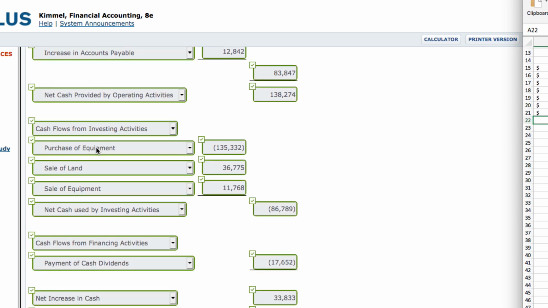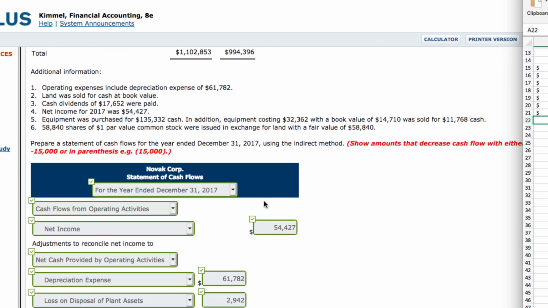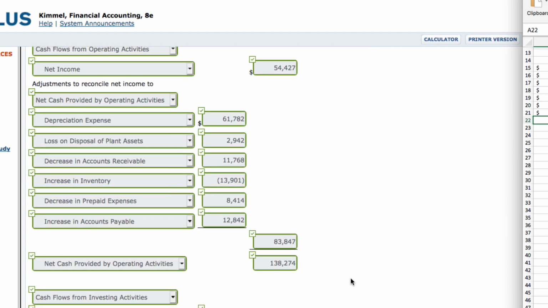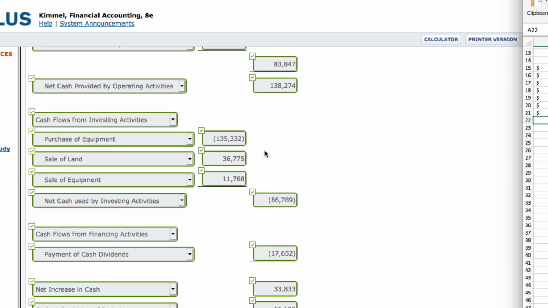So, cash flows from investing activities. First, we have purchase of equipment. We purchased it for $135,332. Excuse me. Now, because we bought something, we're gonna subtract it from net income.